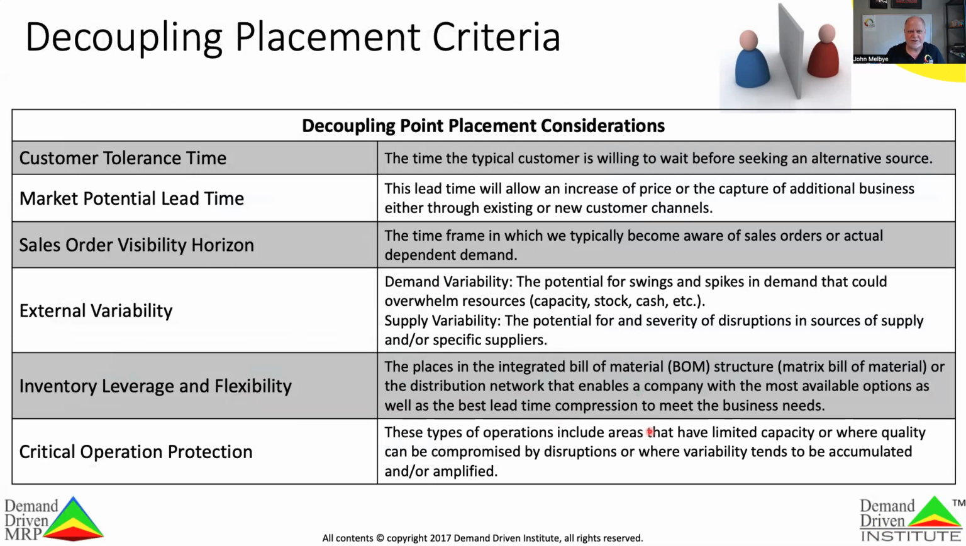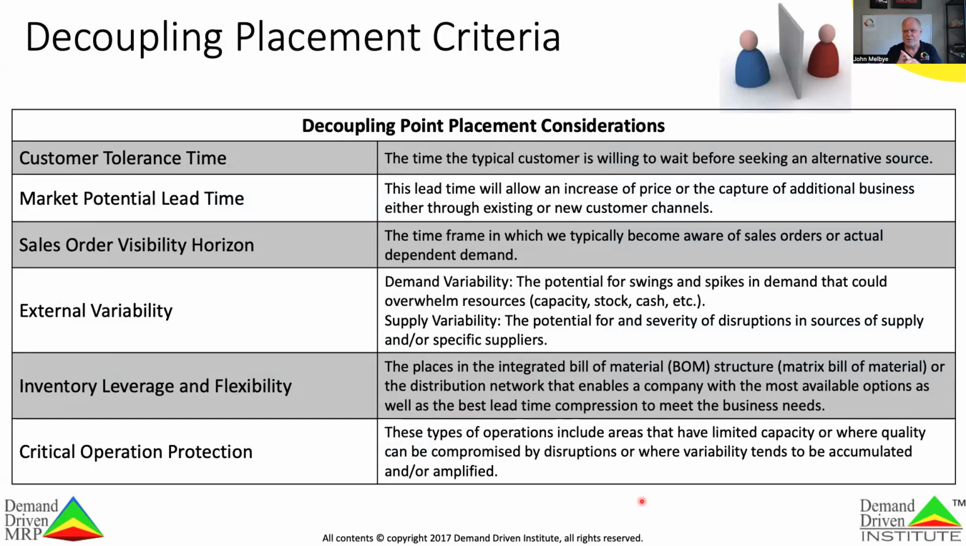There's 6 different criteria for where we're going to place inventory, because if we're going to have strategic inventory positioning, then we need to make a strategic decision. Why do I keep inventory at this place? And here's the 6 things. I'll go through them relatively quickly. How long is the customer willing to wait is the first thing.